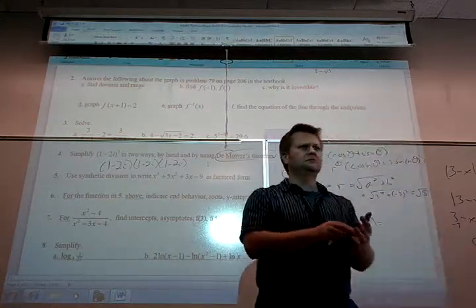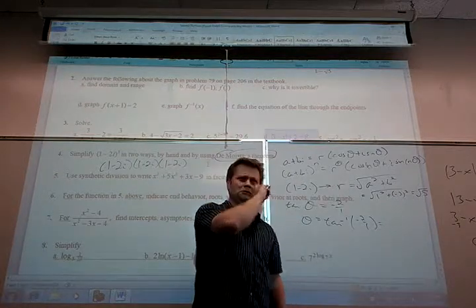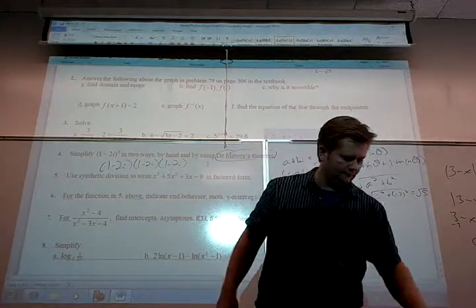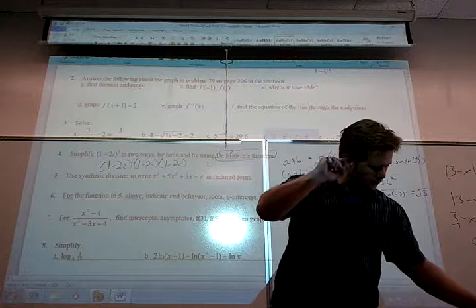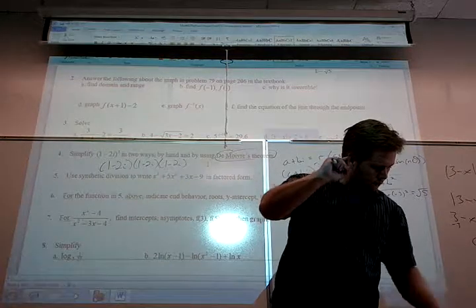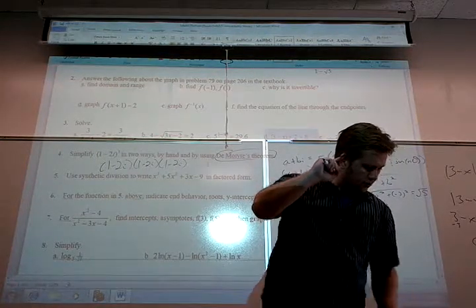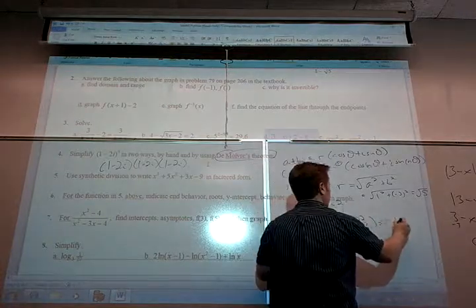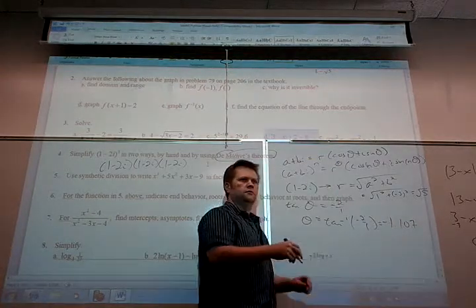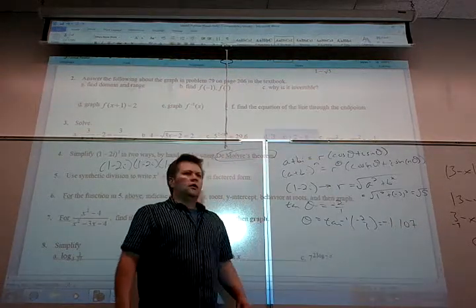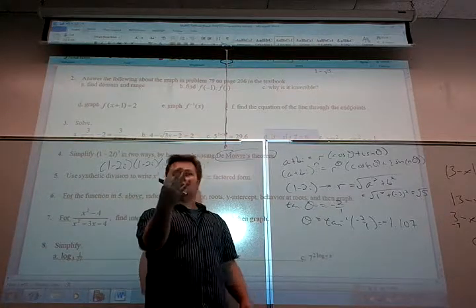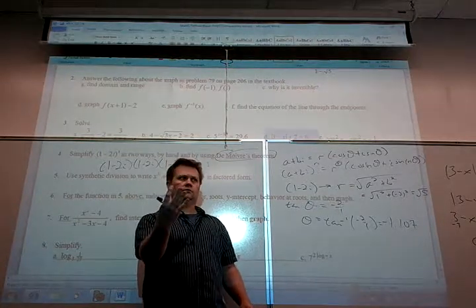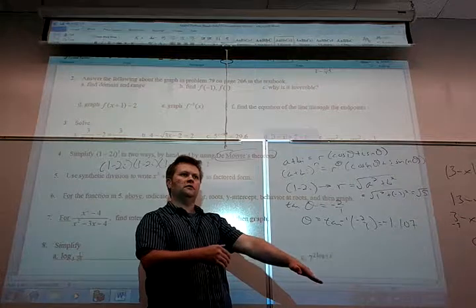Anybody want to help me? Negative 1.11. Negative 1.11, yeah, it's roughly what I got. Let's go negative 1.107. Cool. That's definitely in the 4th quadrant. All right, it's negative 1.107.